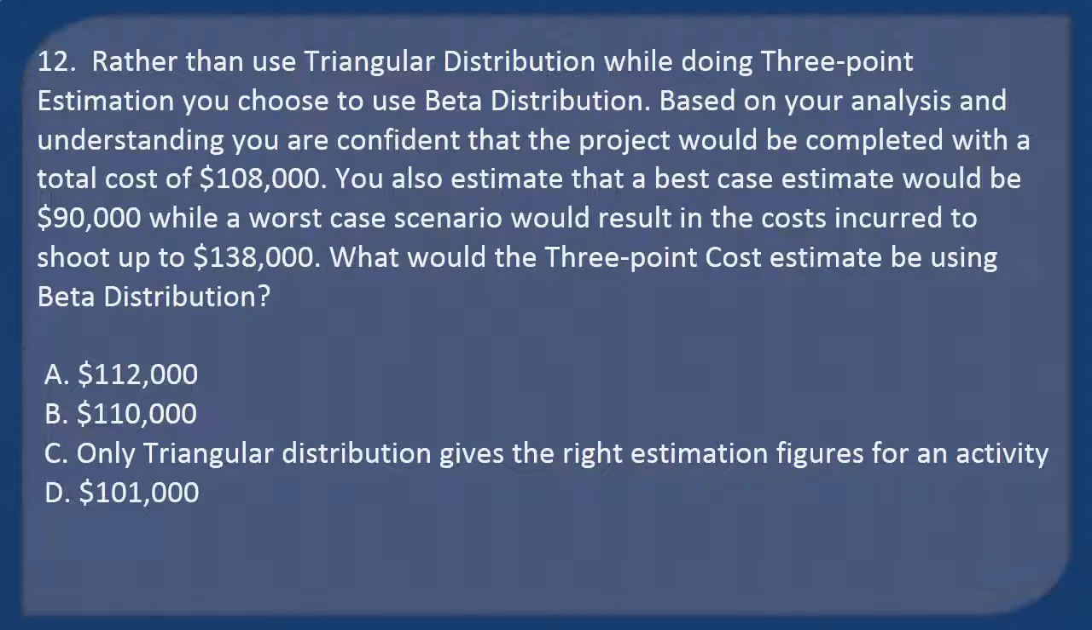A. $112,000. B. $110,000. C. Only triangular distribution gives the right estimation figures for an activity. D. $101,000. Answer: B. $110,000.